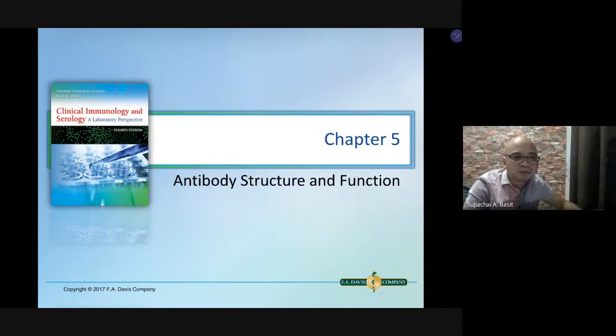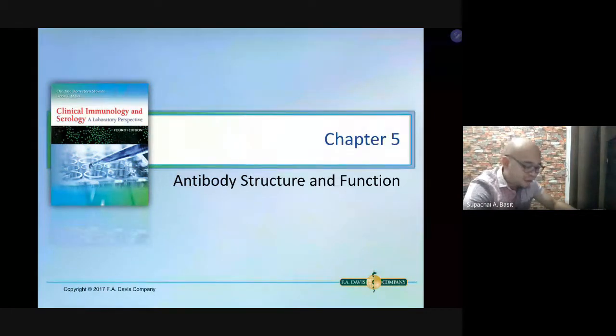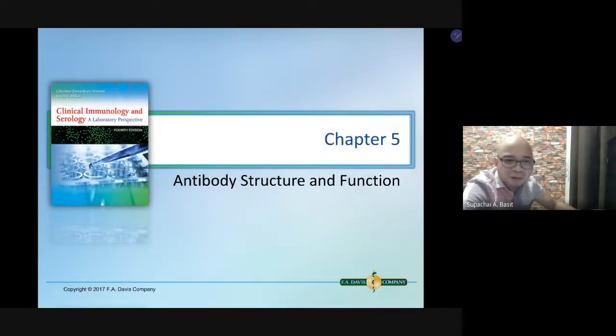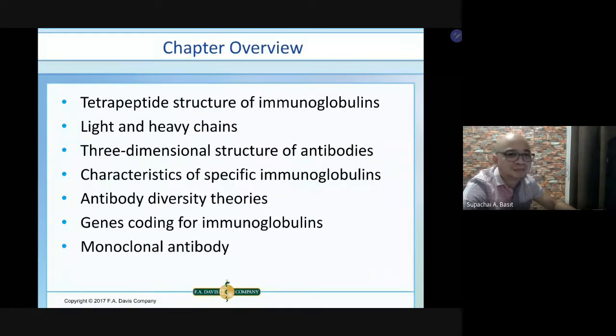Okay, so good day everyone. So for today, I will be discussing antibody structure and function. Last week we discussed antigen. So today we will be discussing antibody structure and function.